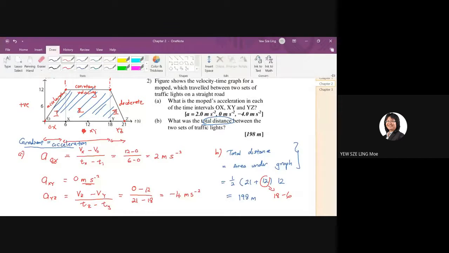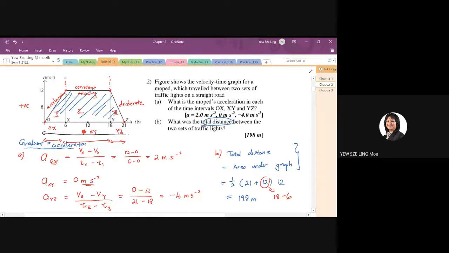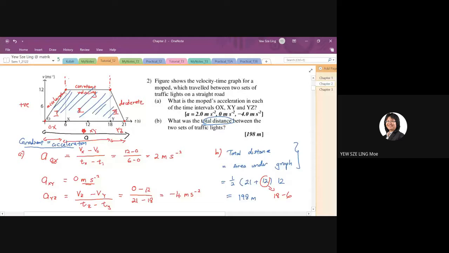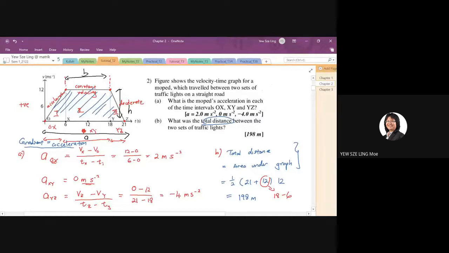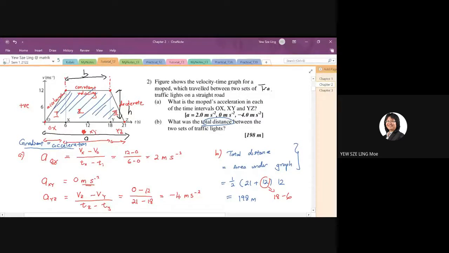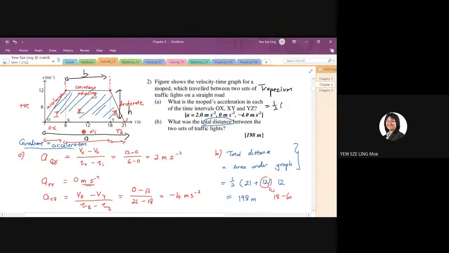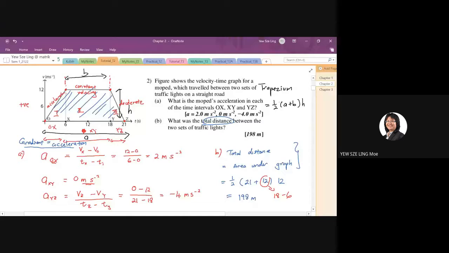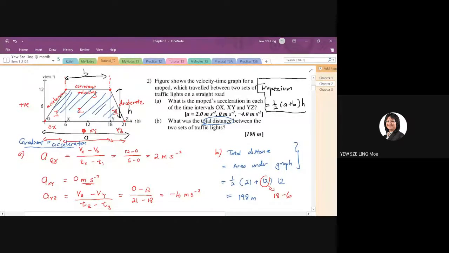To calculate the trapezium, now this is our a. The bottom line is a, the upper line is b, and then this is the height. So the equation for a trapezium is equal to 1 over 2 times (a plus b) times h. This is something that you should have learned in secondary school, so I'm just rewriting it as part of revision. So you know how to calculate the area of a trapezium.